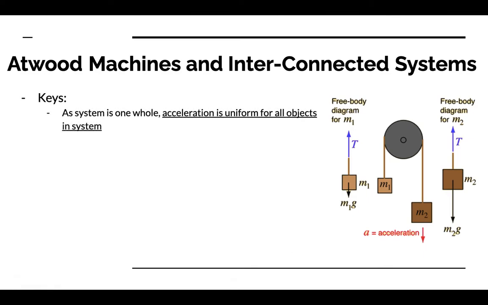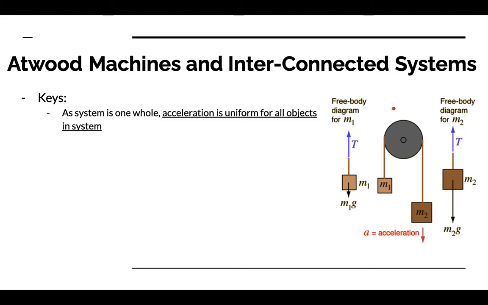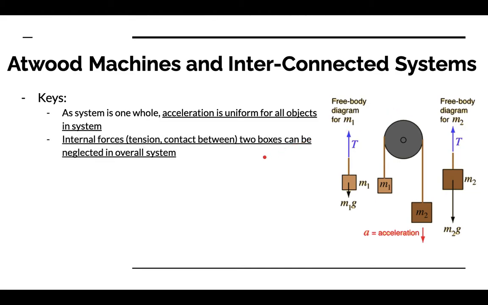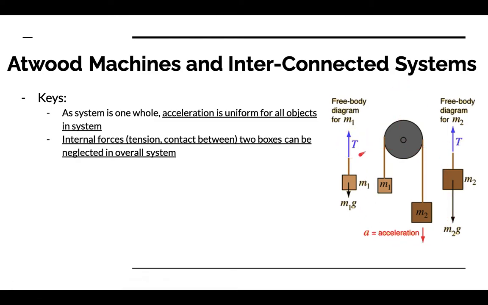Atwood's machines and interconnected systems, okay? The key is, as a system is one whole, the acceleration is uniform for all objects in the system. So if we look right here, M1 and M2 are both moving and accelerating at acceleration a, okay? So internal forces, tension, contact between two boxes can be neglected in the overall system, okay? So if we're trying to find the acceleration for the overall system right here, we can neglect tension because tension acts upward on box M1 and upward on box M2, so it's internal to the system. Their effects cancel out in the overall system.